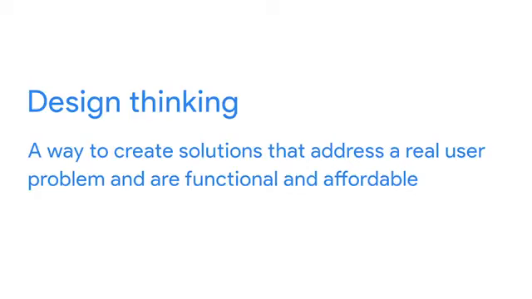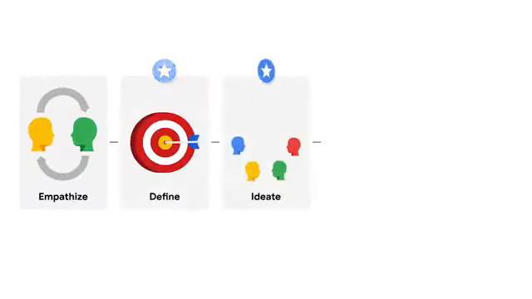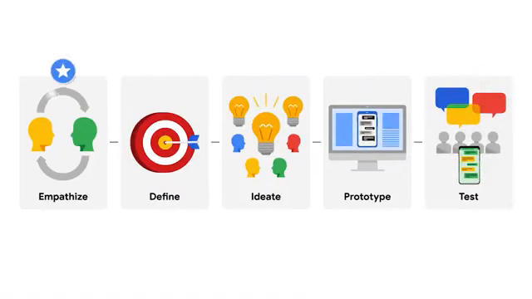A second common framework is design thinking. Design thinking is a way to create solutions that address a real user's problem and are functional and affordable. Design thinking has 5 actionable steps: empathize, define, ideate, prototype, and test. The first step is empathize, which is about discovering what end users really need and learning how to think and feel like them. You might conduct surveys, interviews, or observation sessions to paint a clear picture of who your end users are and the challenges they face.